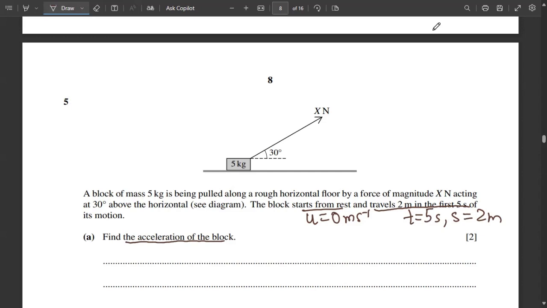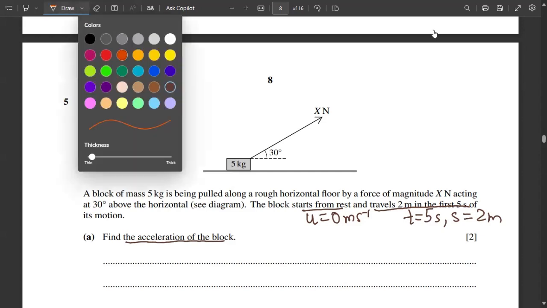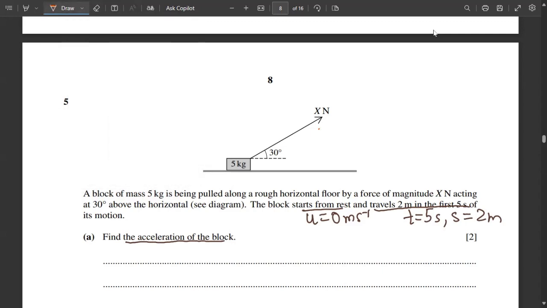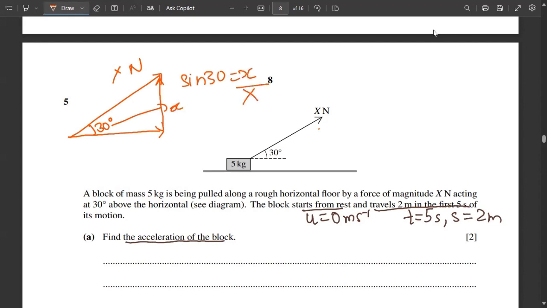So the first thing which should come to your mind is resolving forces. So this x Newton, let's resolve it quickly. This is x Newton. One force will act to the right, and one force will act upwards. This is 30 degree. Let this side be x. Sine 30 is equal to x upon x Newton. So x will be x sine 30. So that is the upward force. The upward force is x sine 30.